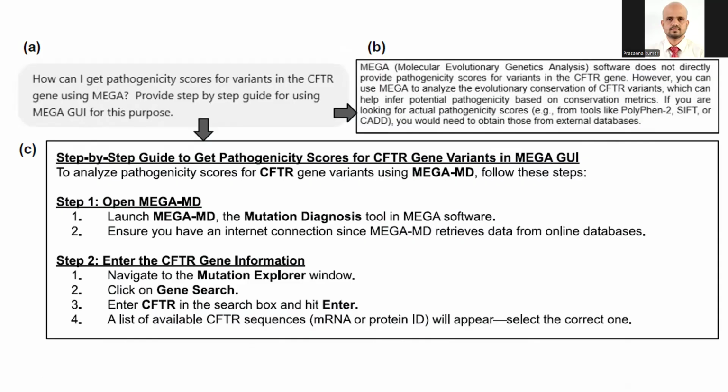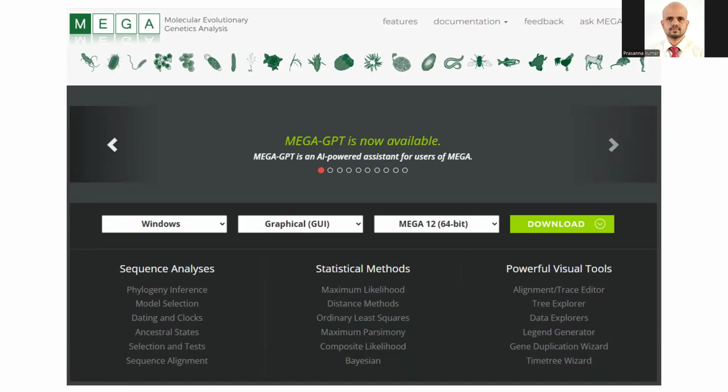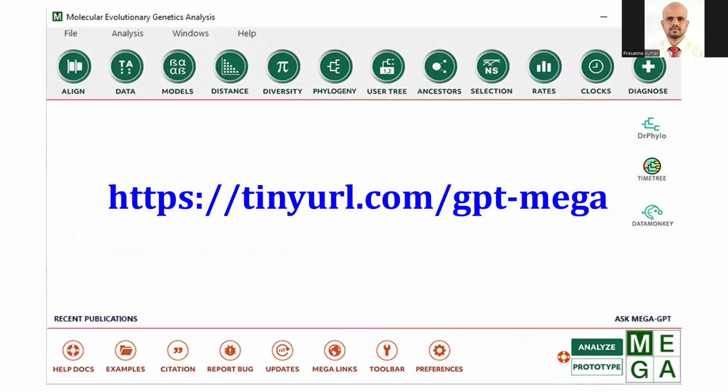Especially we will be using this CFTR gene today to understand how MEGA-GPT functions. This is a link you can access this AI at tinyurl.com/gdp-mega. I will be circulating this link in your group today, and after seeing this demonstration, please use this link.